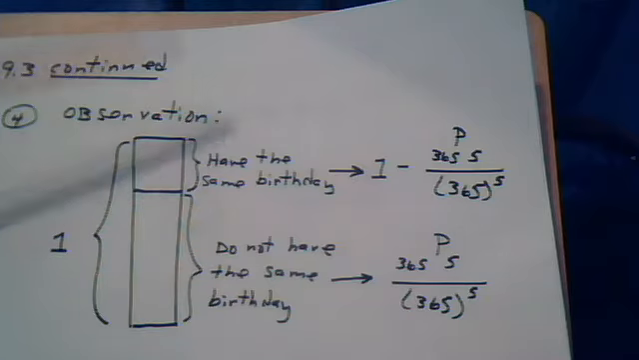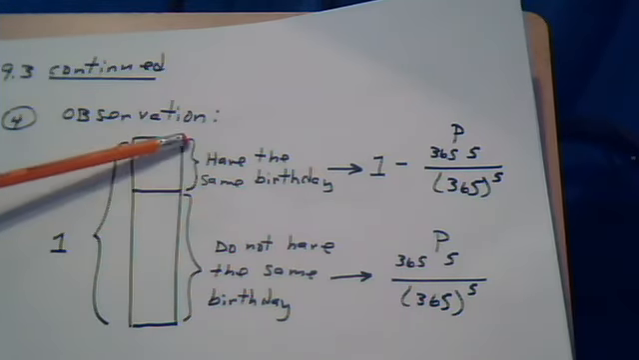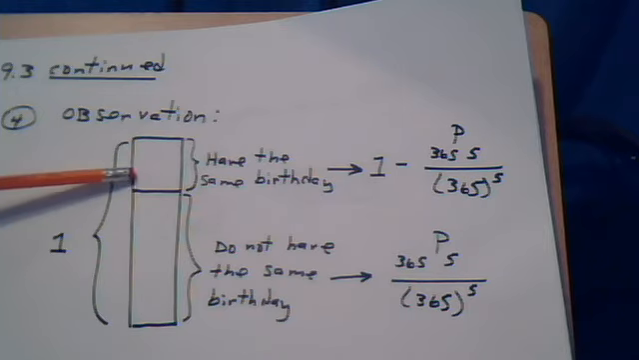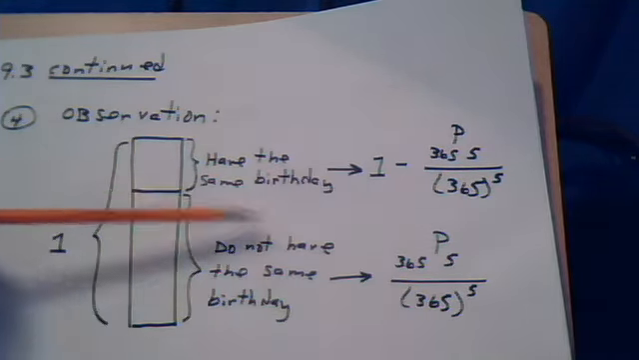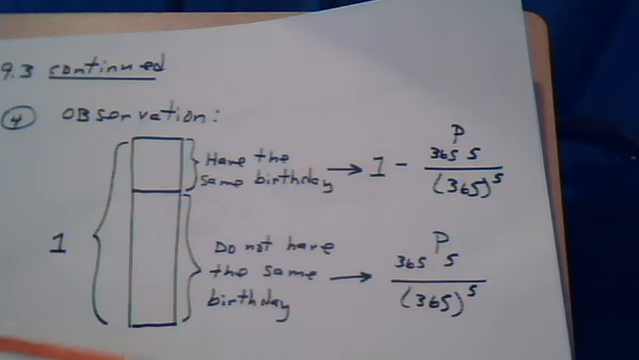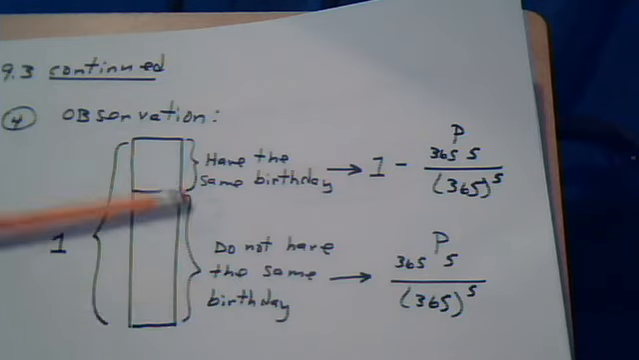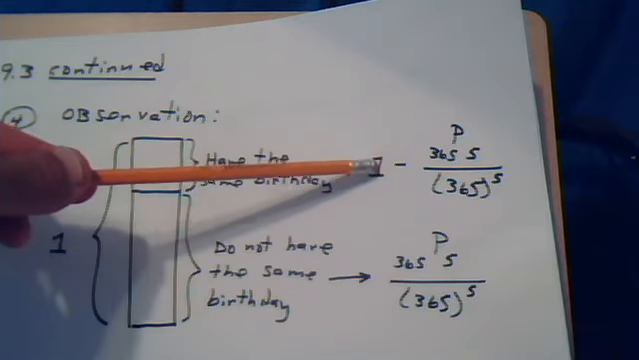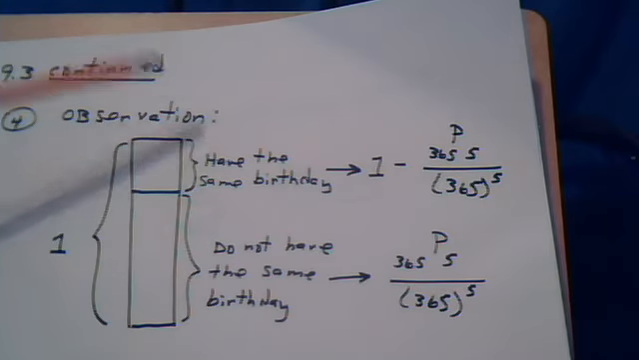So you could get to the probability of having at least 2 people have the same birthday by finding this one out. So all you have to do now is just say 1 minus this part. So 1 minus this part, and it'll give you the probability of at least 2 people having the same birthday in a group of 5 people.